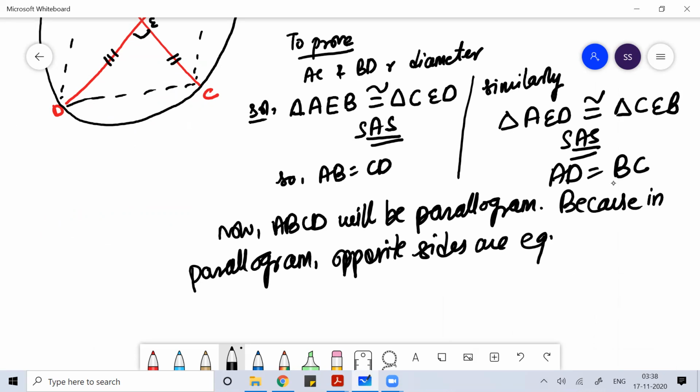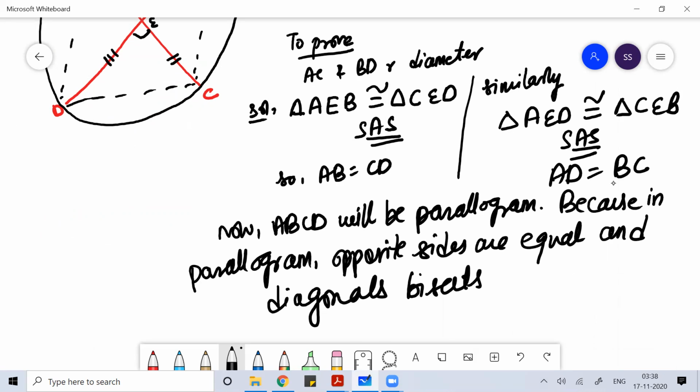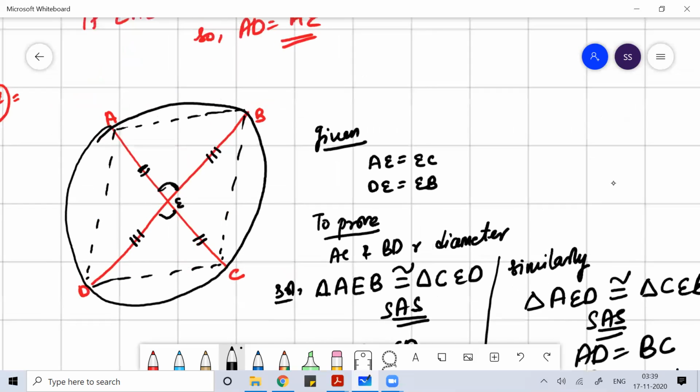Opposite sides are equal for a parallelogram, and the diagonals bisect each other. The diagonals may or may not be equal. If the diagonals are equal, that parallelogram becomes a rectangle. If the diagonals are not equal, then that parallelogram becomes a rhombus. So it means ABCD is a parallelogram.